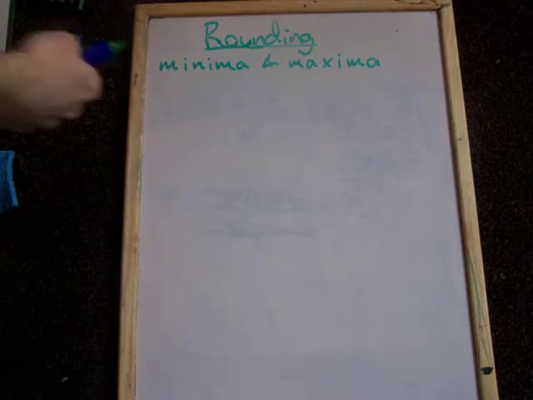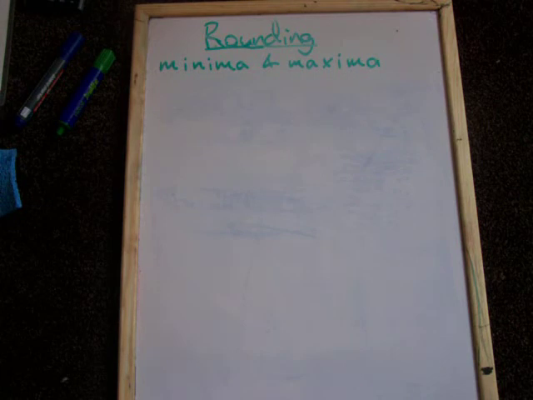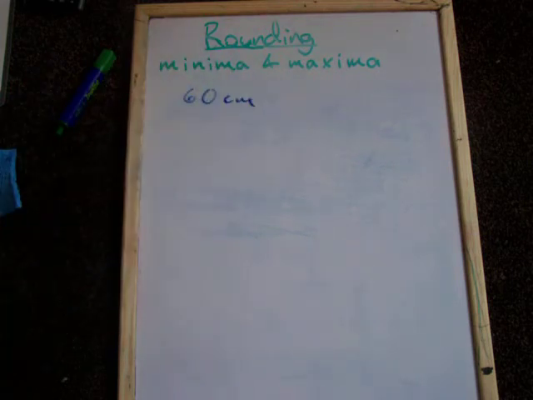Right then, rounding again, minima and maxima. Now, minima and maxima are like thinking backwards. If something's being rounded, say to the nearest centimetre, a table is 60 centimetres long, right? So if you've got a table which to the nearest centimetre is 60 centimetres long, then the minima and maxima are the minimum possible value that table could have been, the minimum length and the maximum possible length.